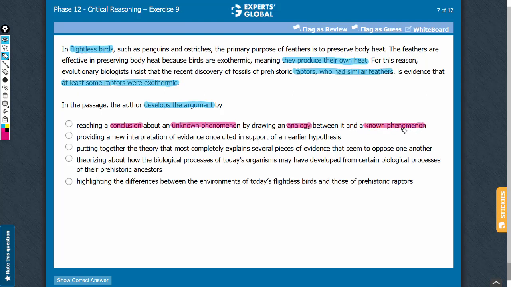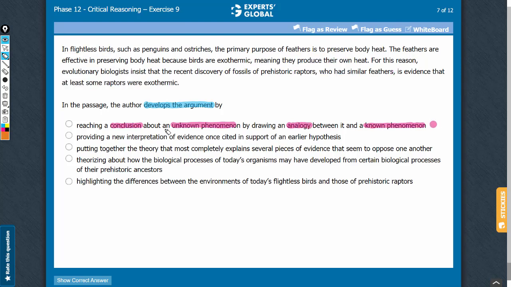Yes, this is what the argument does, because the argument concludes that the raptors, that means an unknown phenomenon, had similar feathers as the feathers of flightless birds, that means a known phenomenon, and on the basis of this analogy, the argument concludes that at least some raptors could produce their own heat. Please note that the term similar here and the term analogy here are parallel. So this answer choice correctly indicates the method of reasoning in the argument. Let's keep it on hold.